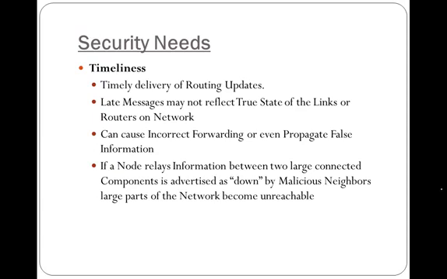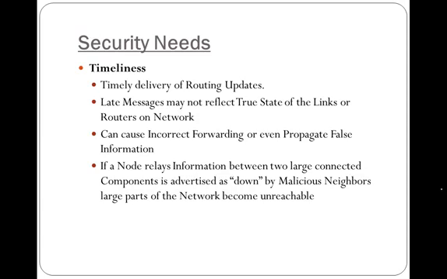And timeliness, the timely delivery of routing updates. As you know, any compromise or any delay in information might be very dangerous, specifically in real time communication, or in hard deadline systems, where we cannot afford any delay. Late messages may not reflect the true state of the link, and it also shows that some nodes are creating an intentional delay, so that you may not take any action against the culprit, against the attacker.